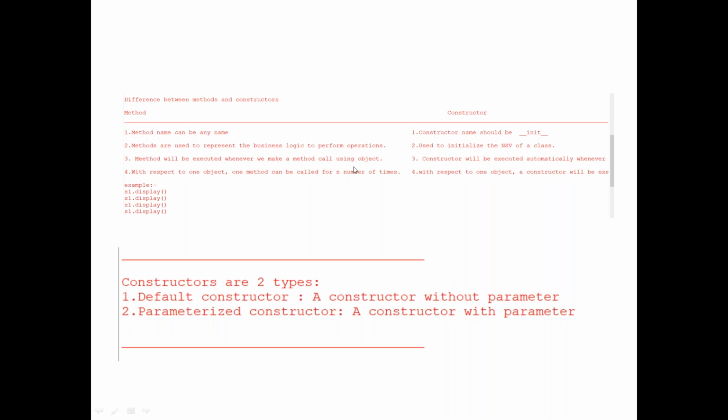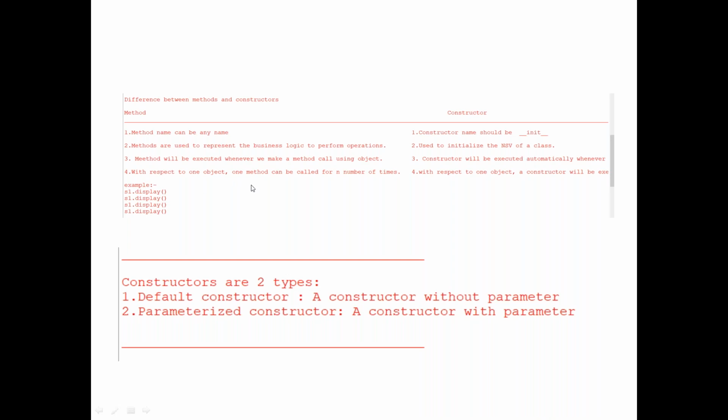So s1.display, s1.withdraw, s1.deposit, s1.transfer. Whenever you call that function or method, then only the particular method will be executed. But a constructor will be executed automatically whenever you create an object. So s1 equal to sample, open and close bracket. When you call the class, automatically this constructor will be executed, and that is only once. It's not multiple times.